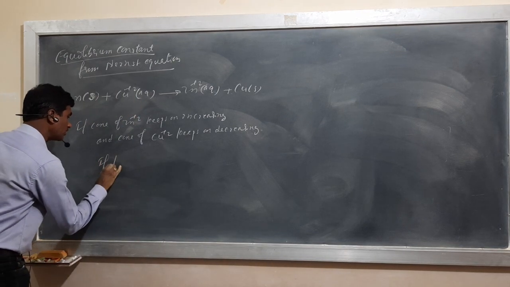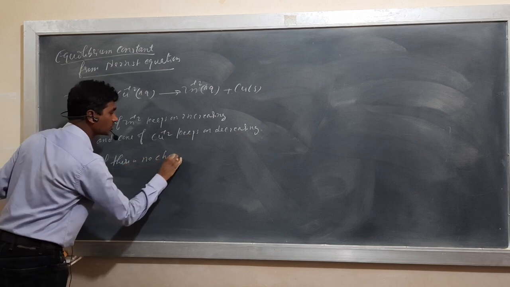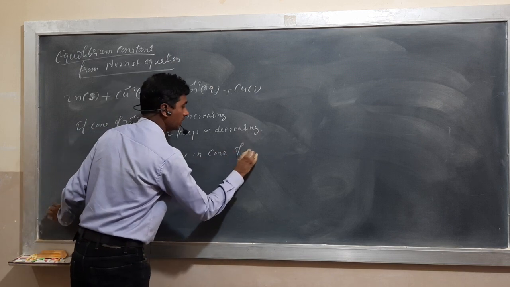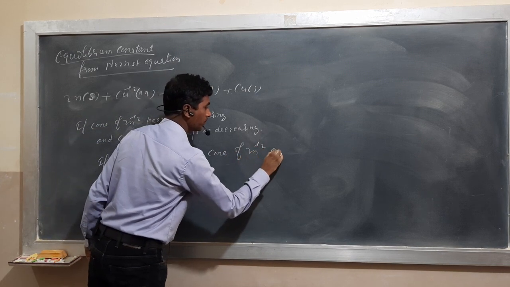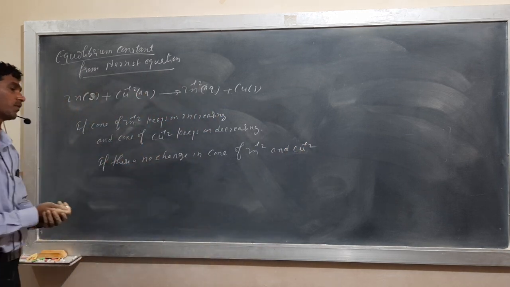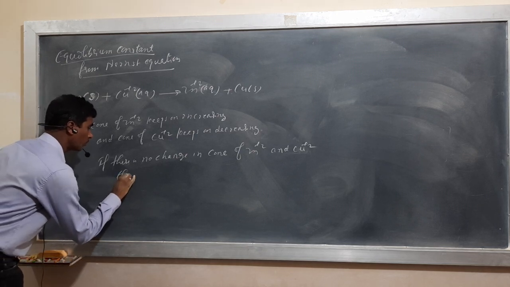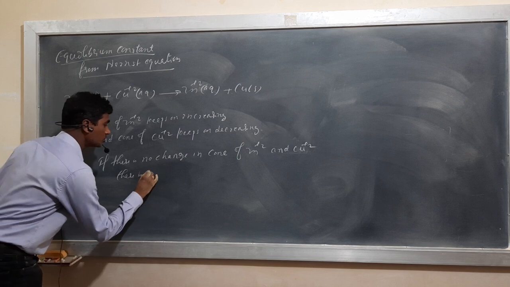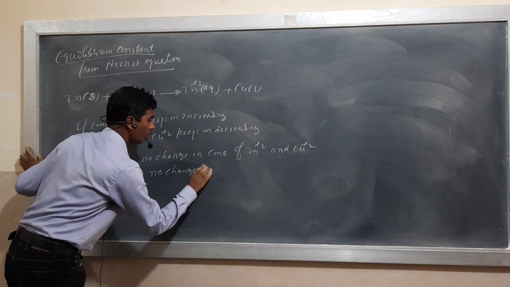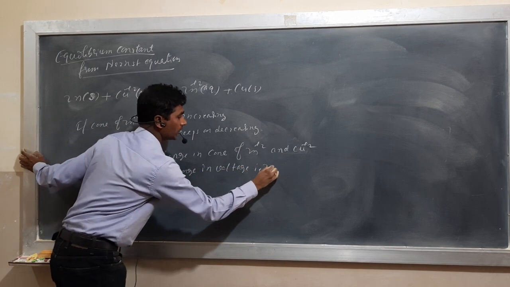If there is no change in concentration of zinc 2+ and copper 2+, there is no change in voltage. No change in voltage means the voltage is 0.